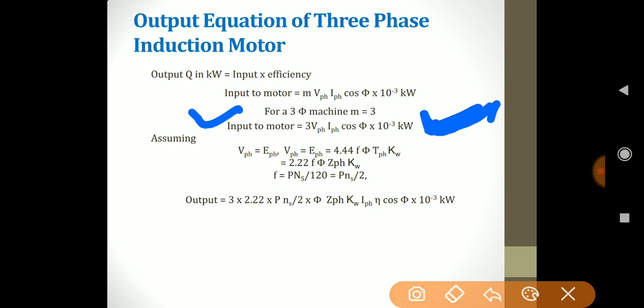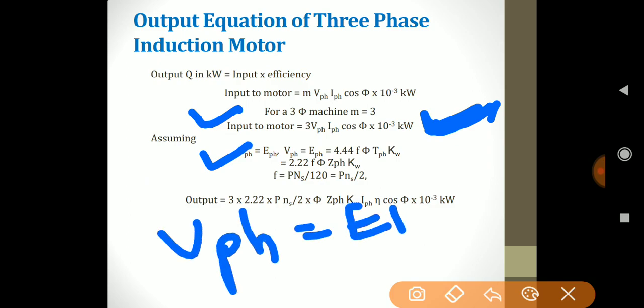This many kilowatts is input, out of which the term VPH, voltage per phase, is considered equal to EPH, that is EMF per phase, by neglecting the losses.